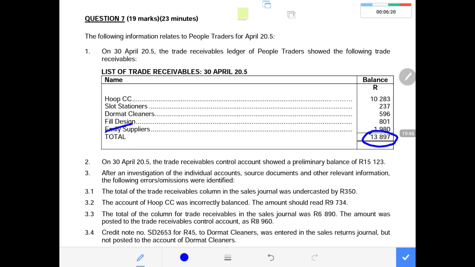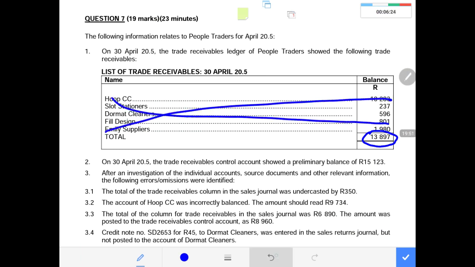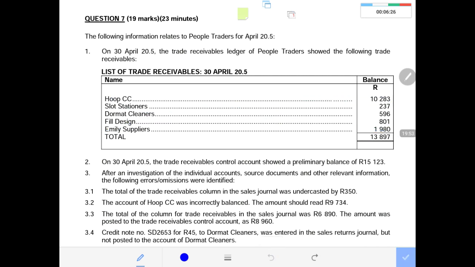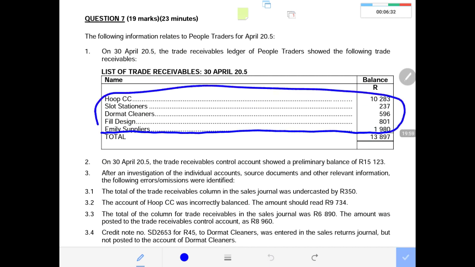Now remember, you don't necessarily have to be provided with all this information. I don't want you to be surprised when you see a different question. Sometimes all this information might not be given. You can be given just the balance of the list of all the data before the corrections and the omissions were taken into consideration. So in this case, they gave us the list of the data, which is still not a true reflection.